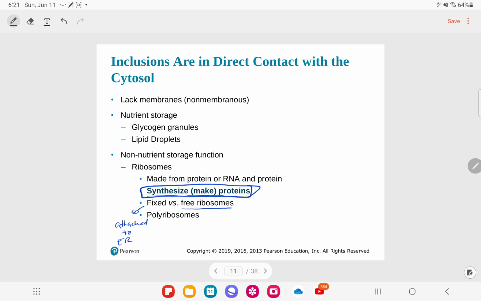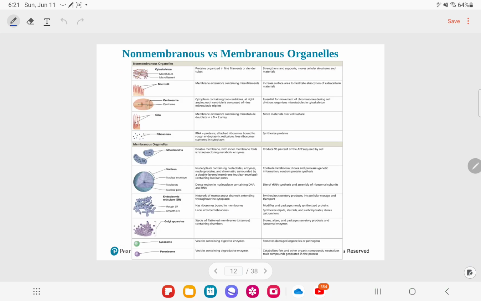And then we have polyribosomes, right? So many ribosomes on an RNA strand, okay? And so this just goes over the membranous versus the non-membranous organelles that we can see. Membranous organelles, again, are mitochondria, nucleus, ER, Golgi apparatus, lysosomes, peroxisomes. And so definitely remember the function of these as well. We definitely want to remember the function of these organelles, whether they're membranous or non-membranous, okay?